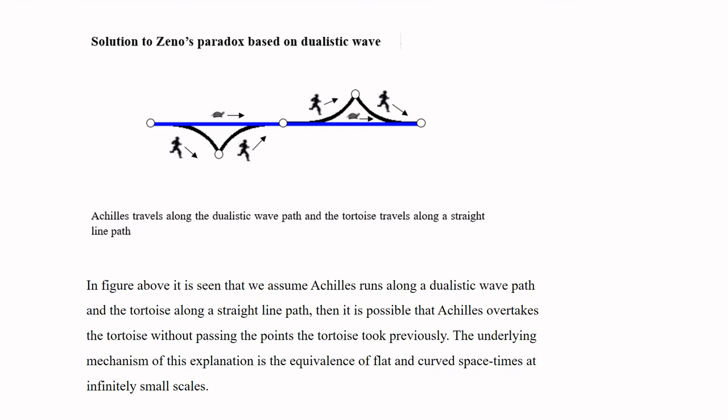And it is possible that Achilles overtakes the tortoise without passing the points the tortoise took previously. The underlying mechanism of this explanation is the equivalence of flat and curved spacetime at infinitely small scales.